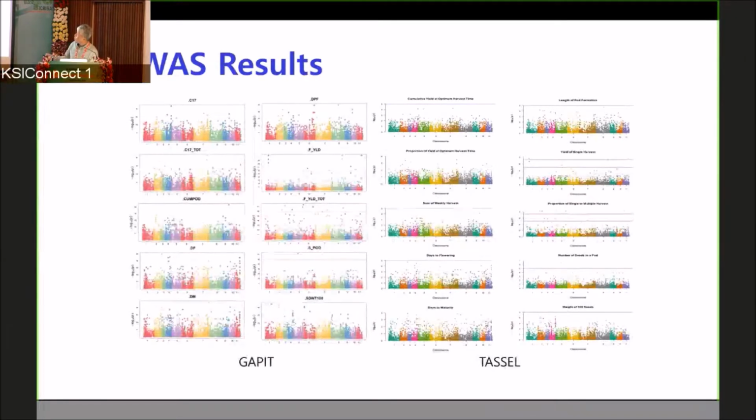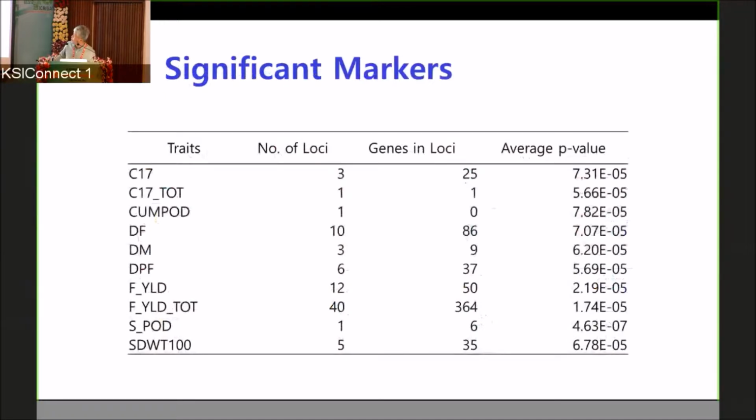So the GWAS results for this: two GWAS methods, GAPIT and test, were used to find the QTL. And this is the C17 total. We found only one marker, only one locus involved in non-synchronous pod maturity.